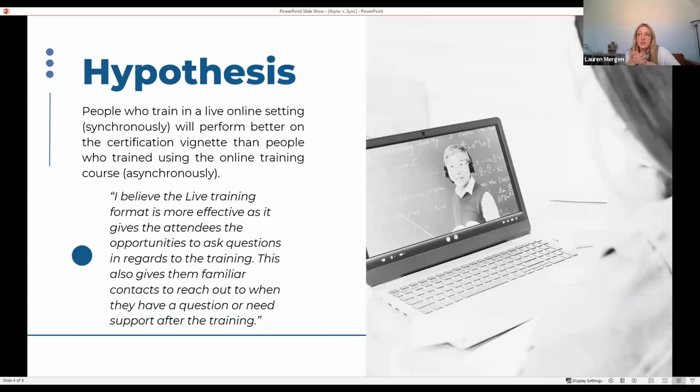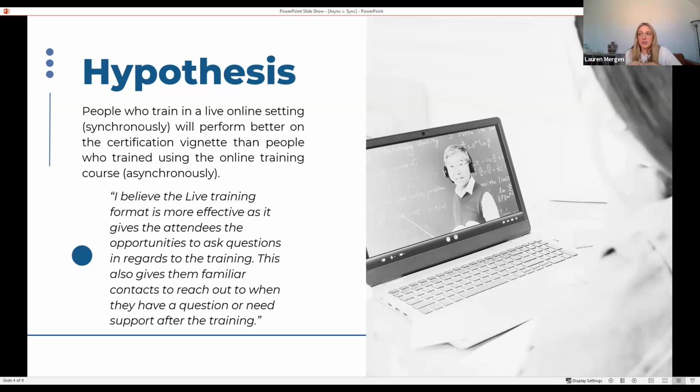Our hypothesis was that folks who train in a live online setting will perform better on the certification vignette than people who trained using the online course asynchronously. This was our hypothesis because this is sort of what we had heard from everyone, trainees and trainers. It just kind of seemed like the logical conclusion to us.